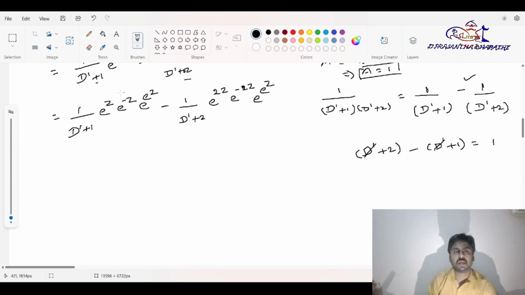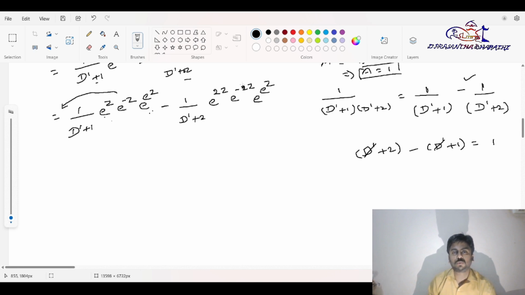So I can take this e power minus z outside. When I take this e power minus z to the leftmost end, what will happen? This d dash will become d dash minus 1. So that minus 1 and plus 1 will get cancelled. Remaining two terms are e power z and e power z.